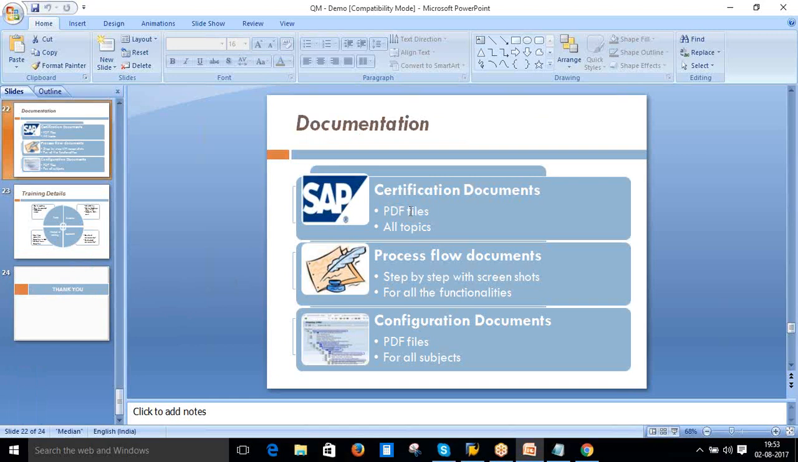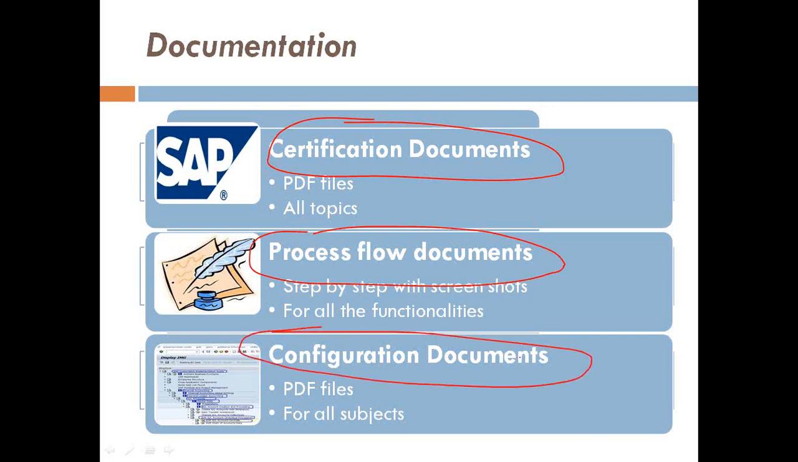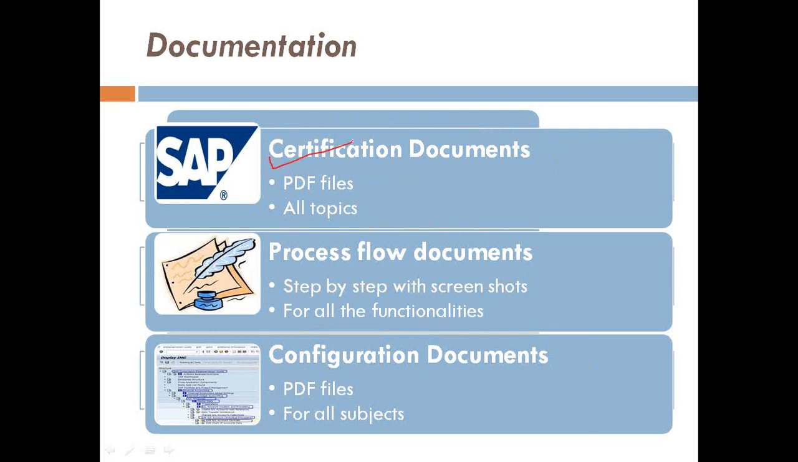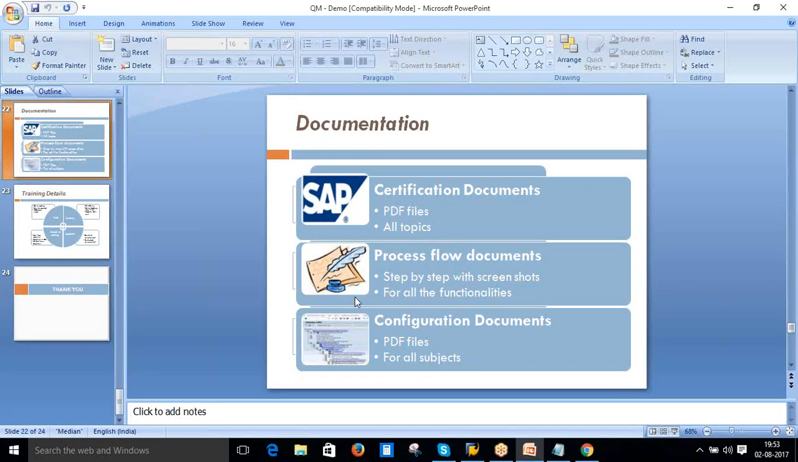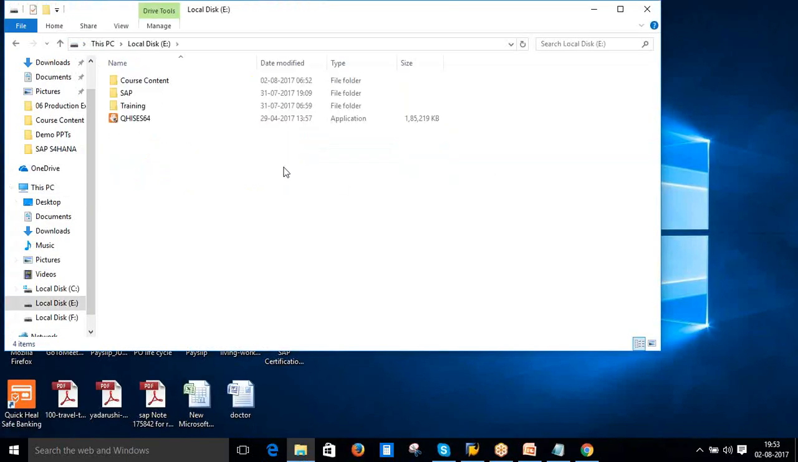Once the training is done, I will be providing you 3 types of documents. One is SAP certification documents, another one is process flow documents, and the next one is configuration documents. I'll show you a sample one. SAP certification documents mean these are provided by SAP Germany. I'll show you a sample one.